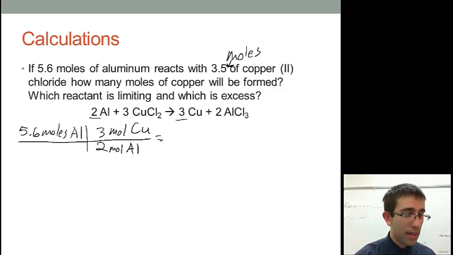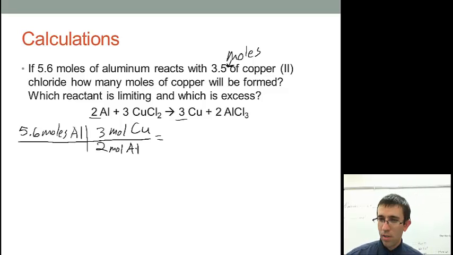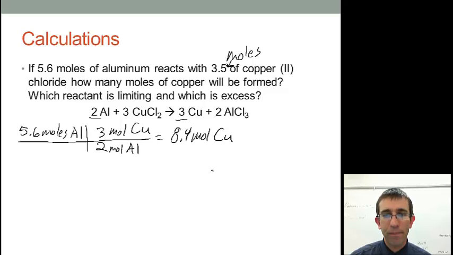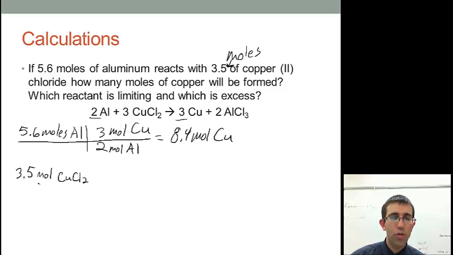I'm now going to plug these into my calculator here, and I've got 5.6 times 3 divided by 2, all right, and I get 8.4 moles of copper. But wait, we're not done. We need to put this other one into a phlegm chart. We're going to do the exact same thing. So when you're given two givens, we're going to put them both into our phlegm chart. So we were also given 3.5 moles of copper(II) chloride.